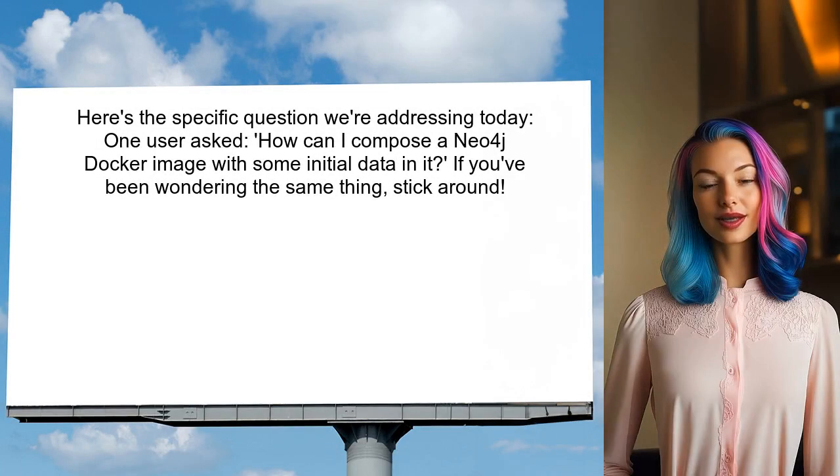Here's the specific question we're addressing today. One user asked, how can I compose a Neo4j Docker image with some initial data in it? If you've been wondering the same thing, stick around as we explore the solution together.